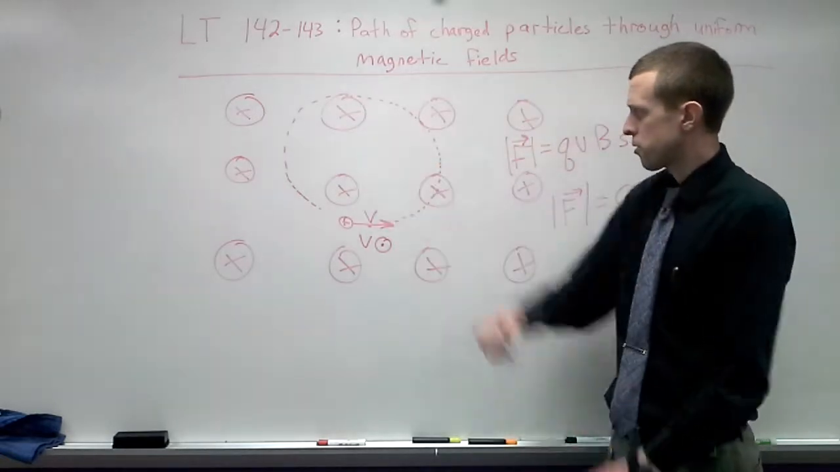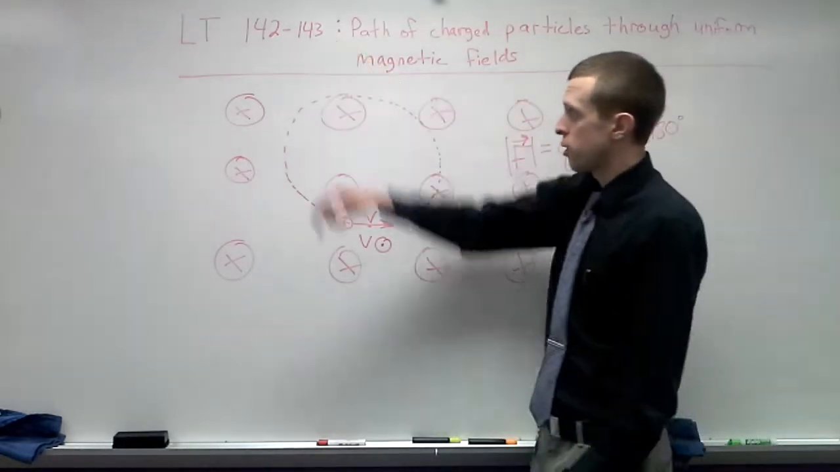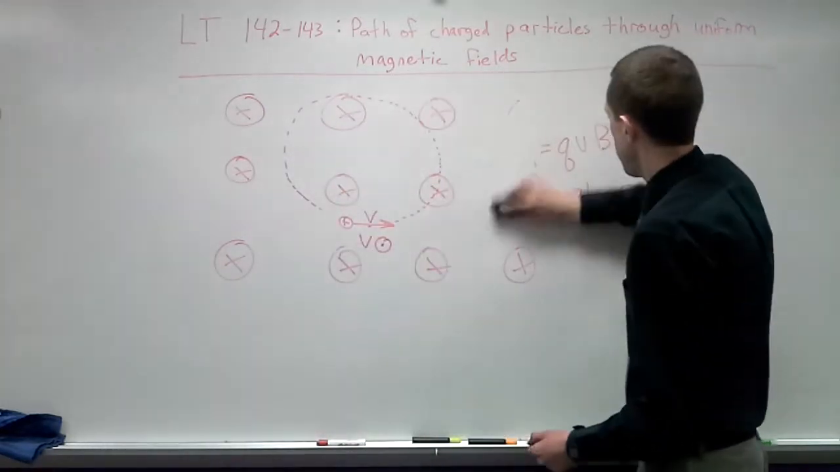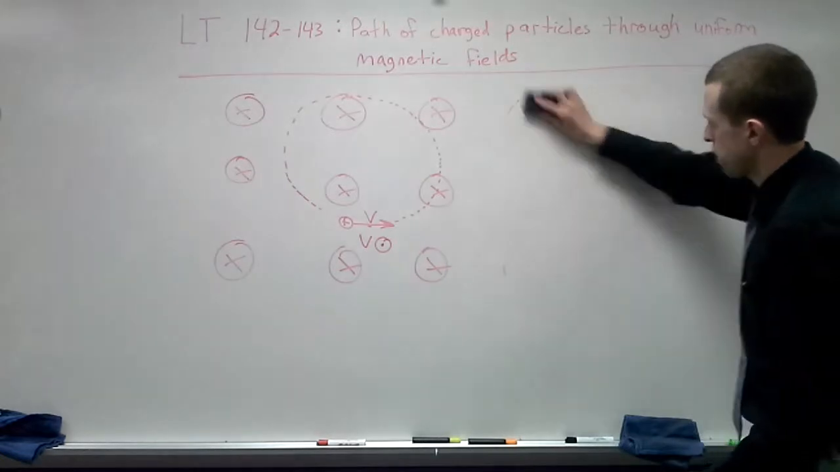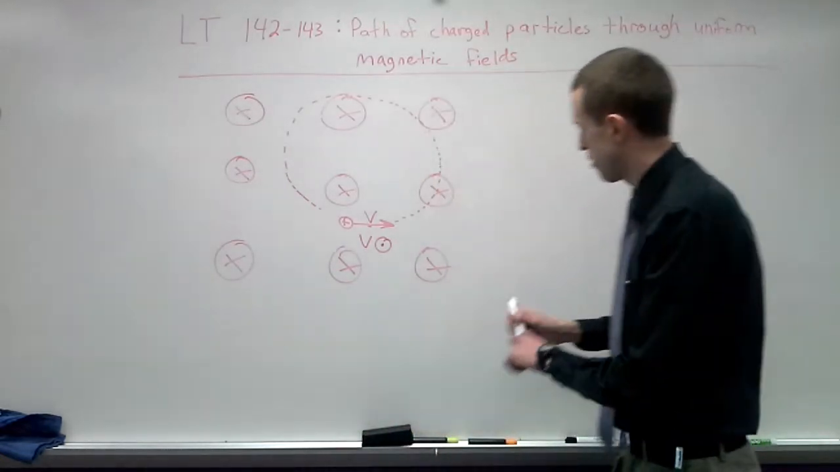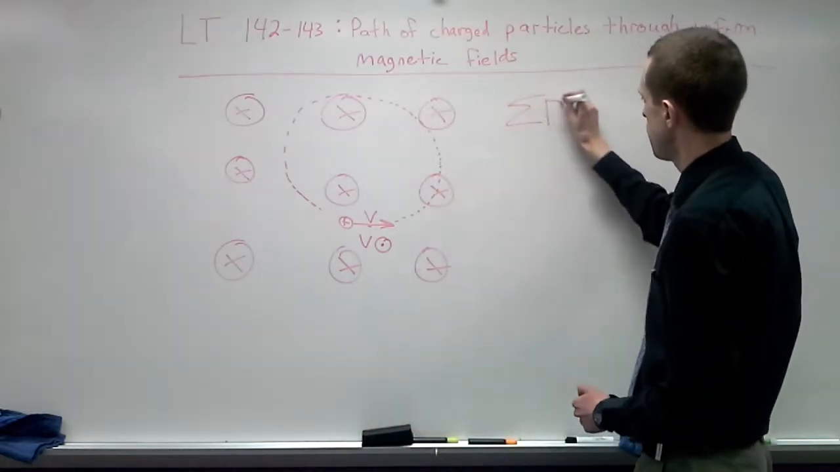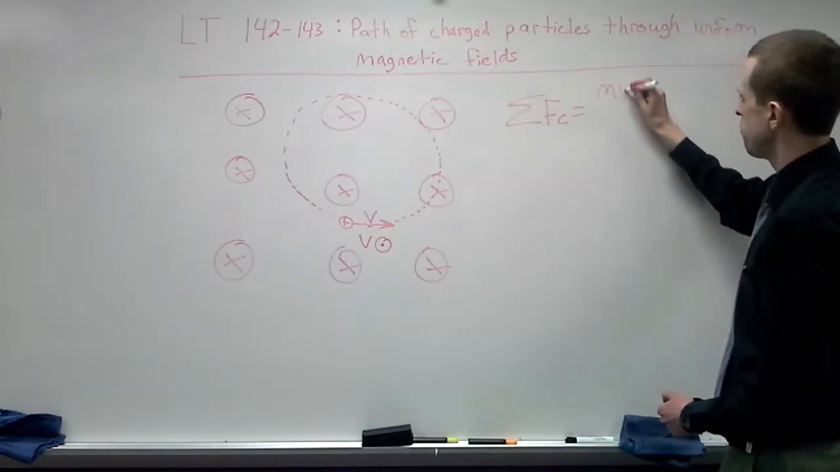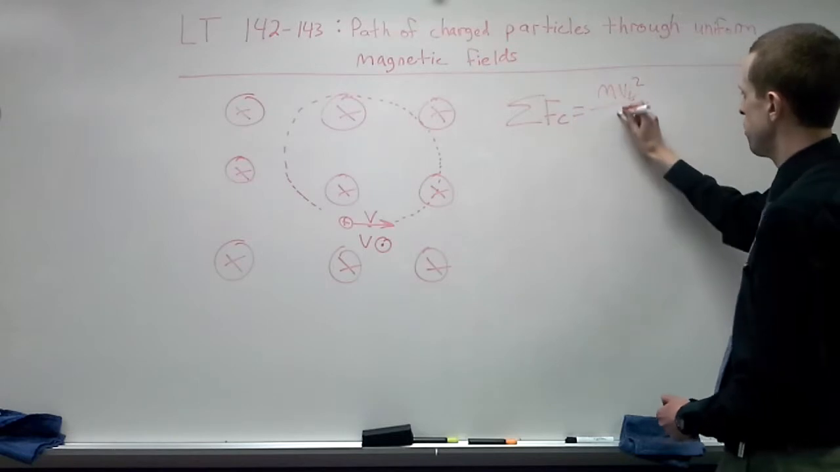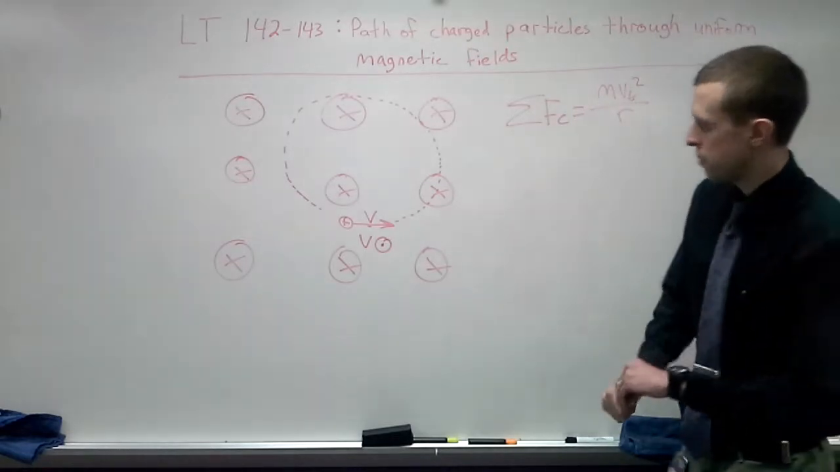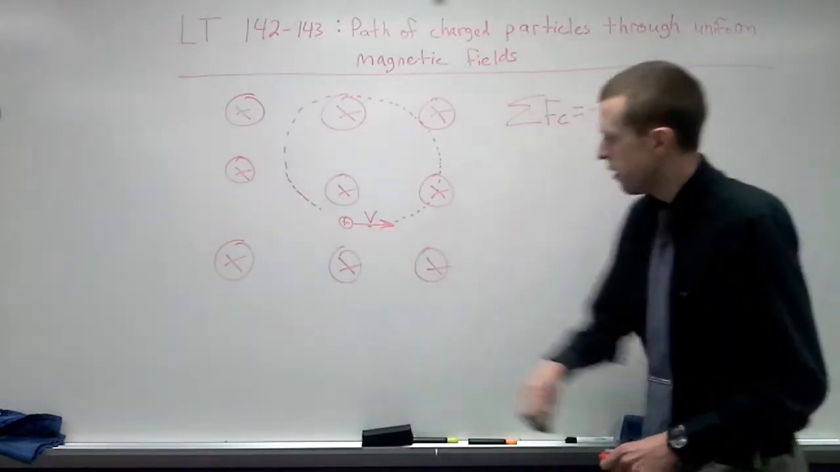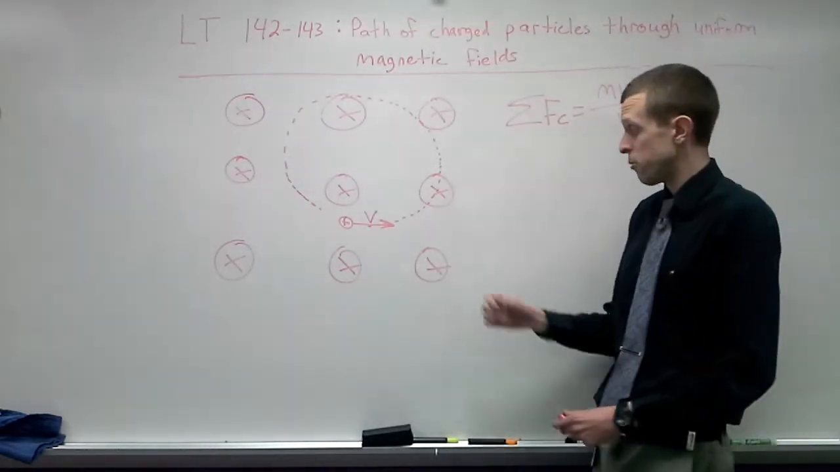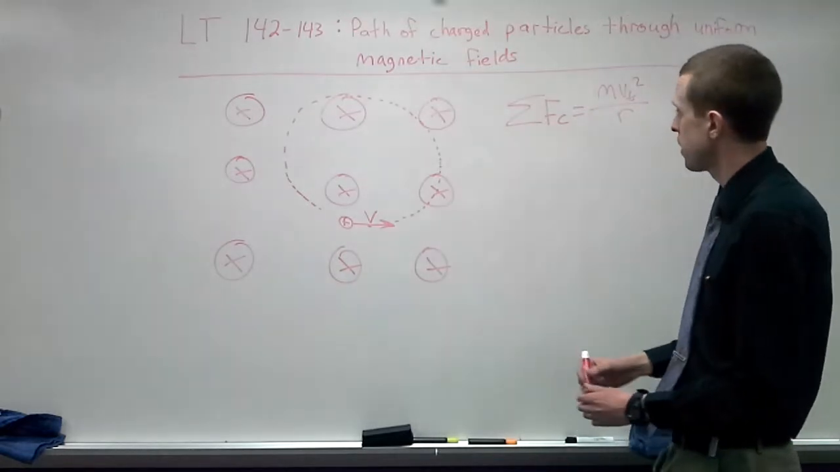Now, how big a circle would we get here? That's learning target 143. How big a circle would this be? Well, we can figure that out by going back to our circular motion stuff. So we said the net force in the centripetal direction has to be equal to mv_t squared over r. And here I'm going to go back to the case where we had no outward component of the velocity, but it doesn't change anything if we have that. That isn't affected by this.